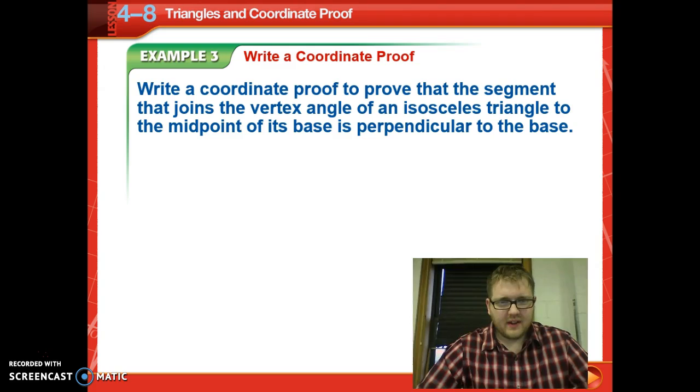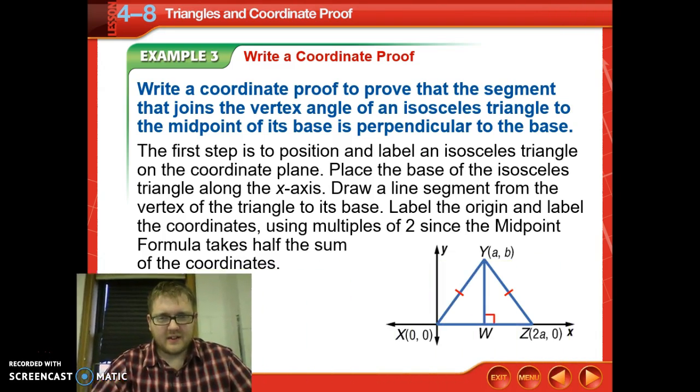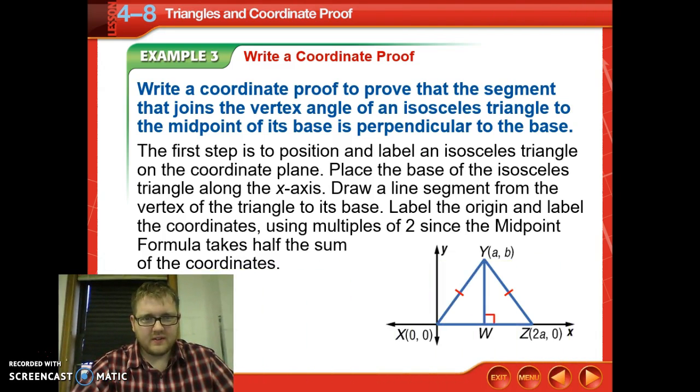So now we want to take a look at a proof to show that the segment that joins the vertex angle of an isosceles triangle to the midpoint of the base is perpendicular to the base. So in other words, this segment YW that joins the vertex to the midpoint of the base, which we're going to call this point W.